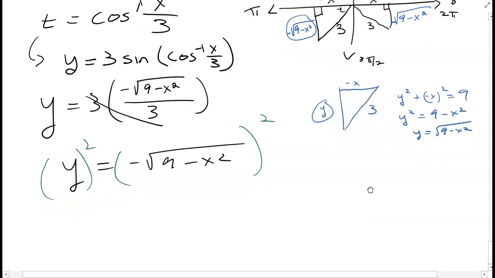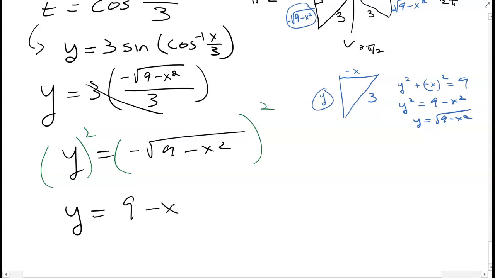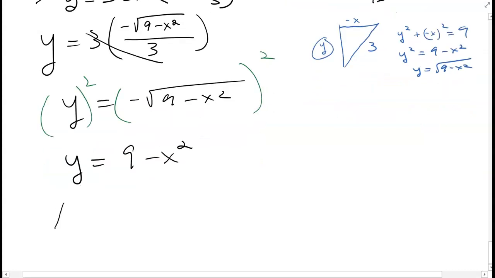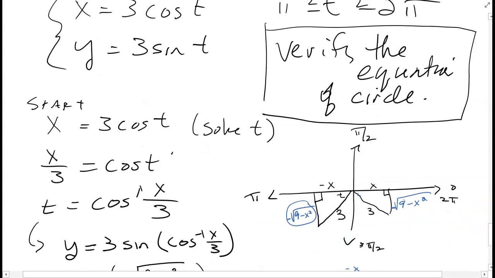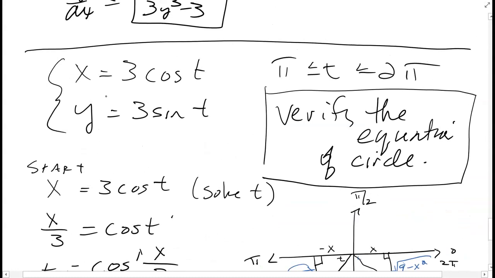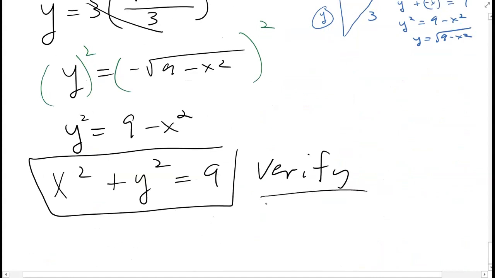Remember what we're trying to do: verify the equation of the circle. Well, if I square a negative, it becomes positive. If I square a radical, the radical goes away. Move the x squared over. Forgot to square that one. Again, verify. I know you, by definition, can look at the parametric and know what the equation of the circle is, but this is the work you need to do to verify that equation of the circle.